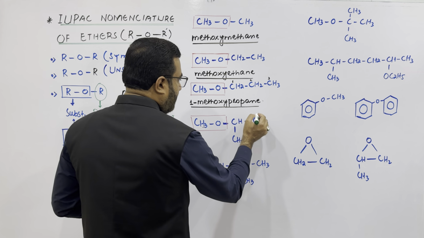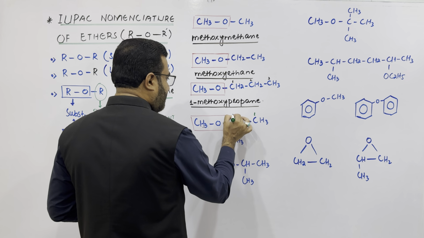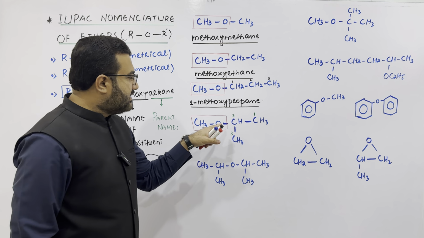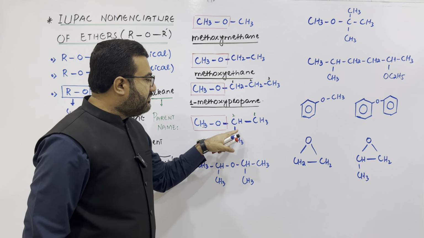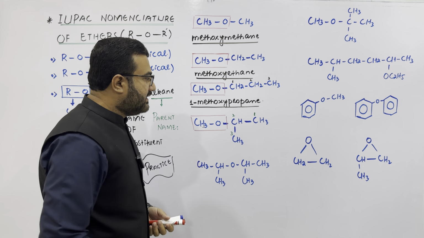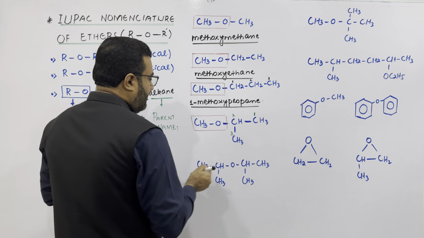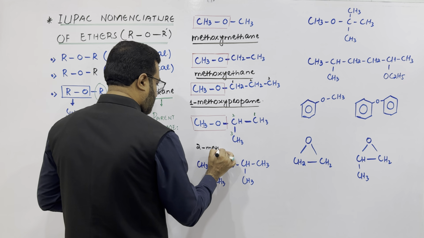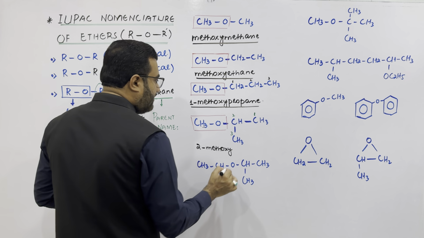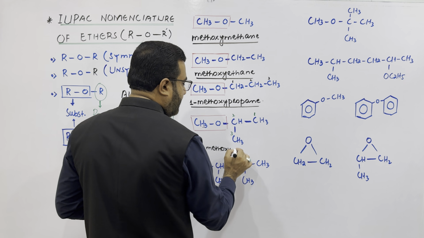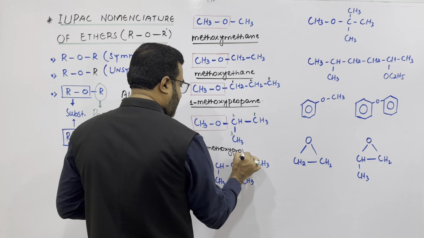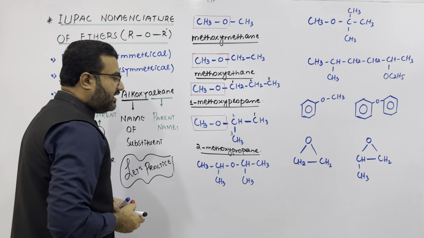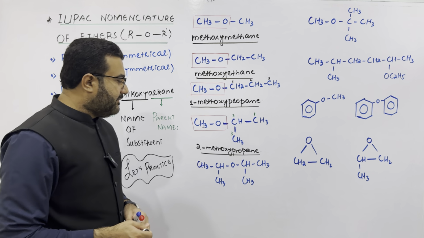Now, again, this one will be first carbon, second carbon, and third carbon. My dear students, the substituent is attached with the middle carbon, so you can start numbering from either side. Its name will be 2-methoxy, and this one is a 3 carbon chain, so that will be propane. It will be called as 2-methoxypropane.